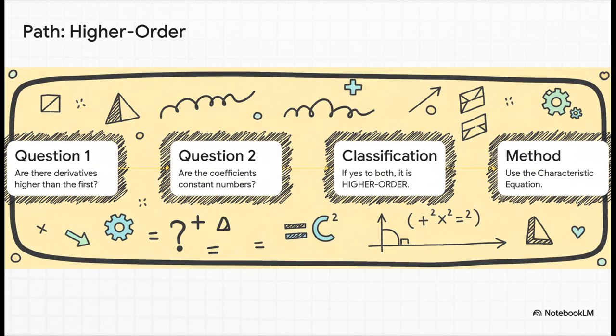The diagnostic path here is crystal clear. Are there higher-order derivatives? Yes. Are the coefficients constant numbers? Yes. If you can answer yes to both, you classify it, and your go-to method is the characteristic equation. This is the one you use all the time for things like springs, circuits, and vibrations.